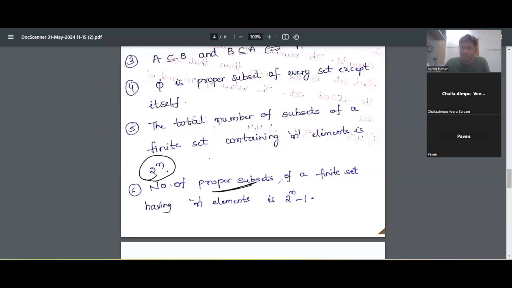Now, if the total number of subsets is 2 power n, then what about the number of proper subsets? It will clearly be 1 less than 2 power n. So it is 2 power n minus 1, because in proper subsets we remove the equal set. So we have 2 to the power n minus 1 proper subsets. This is clear?